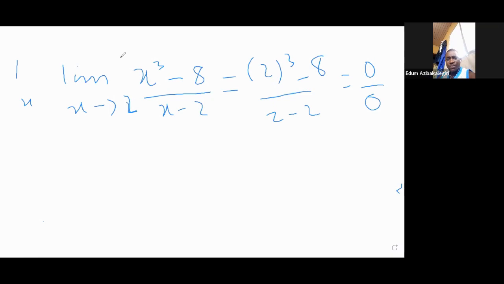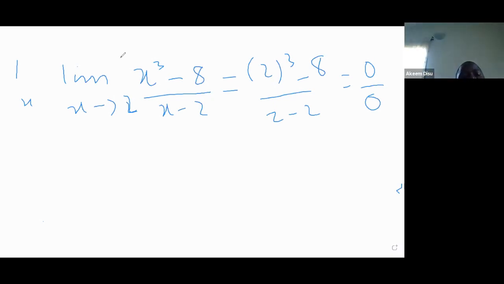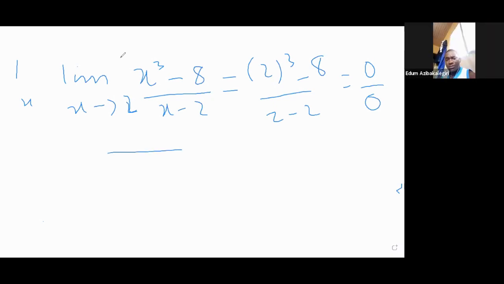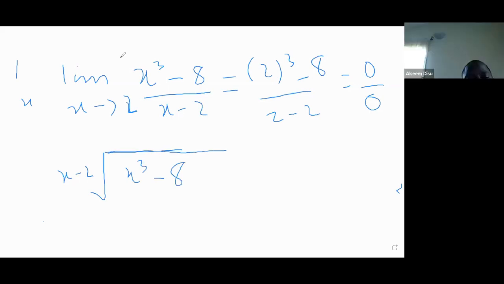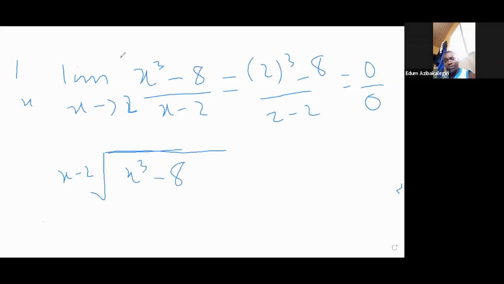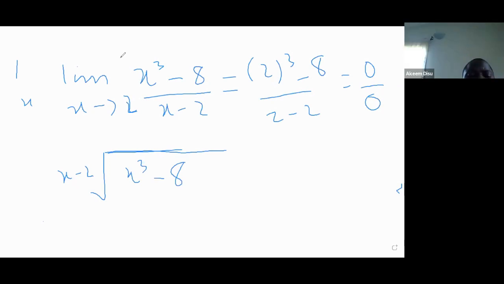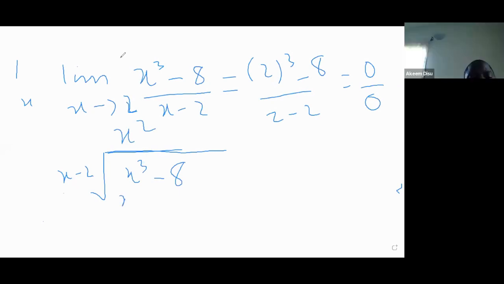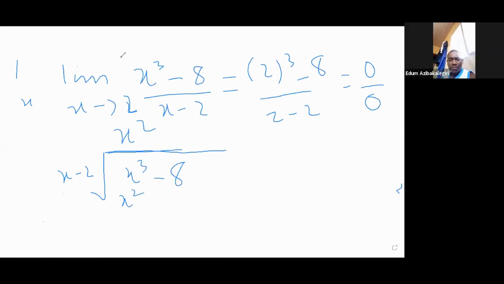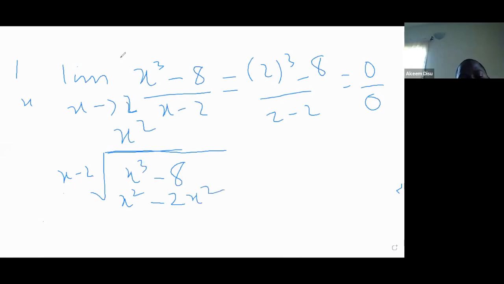But you can think of a way: x minus 2 is a factor of x cubed minus 8. Understand what we call long division. This long division we want to do. You have to multiply this side by x squared. x squared times x will give you x cubed.